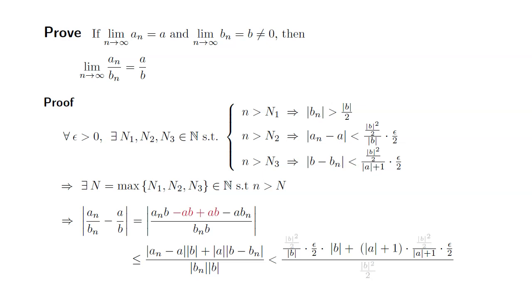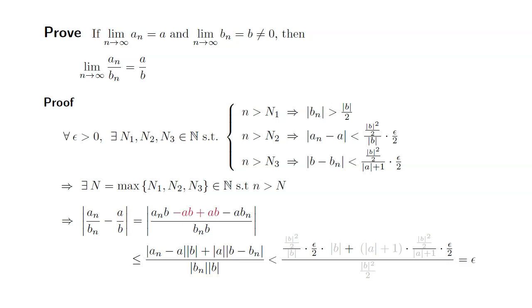If you look at this, you can see that there's a common factor, so I'm going to cancel those out. Here's another common factor on top and bottom, so I cancel those out. And here's another common factor on top and bottom, so I cancel those out. What's left is epsilon over 2 plus epsilon over 2, so therefore it's equal to epsilon.